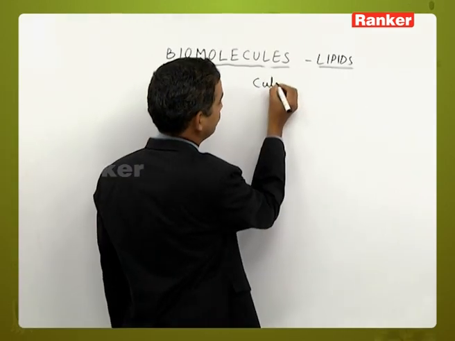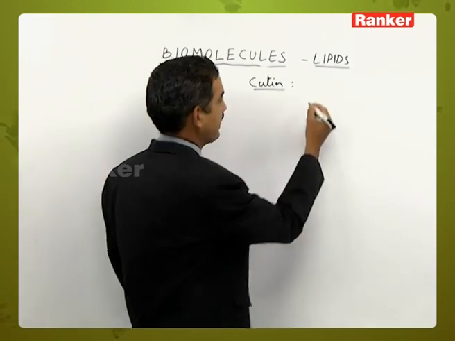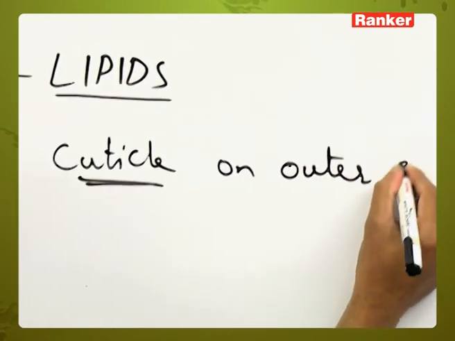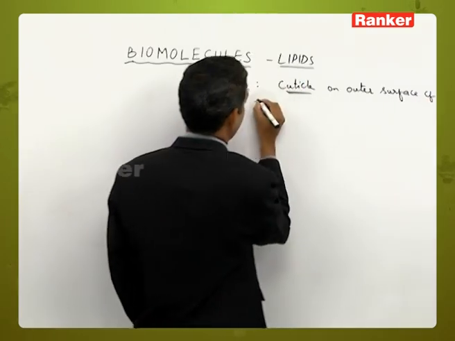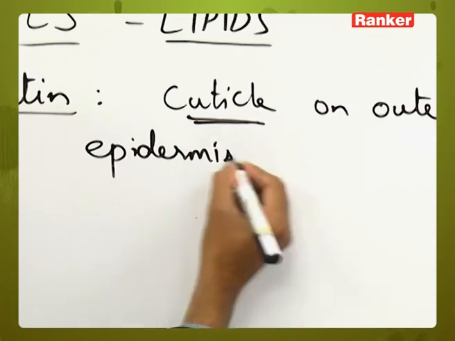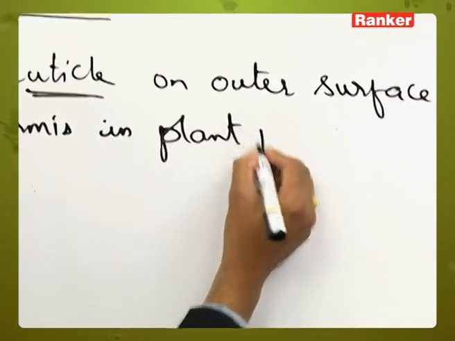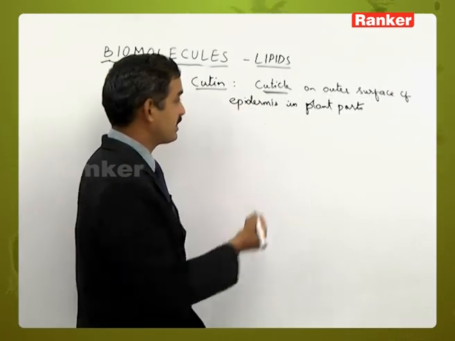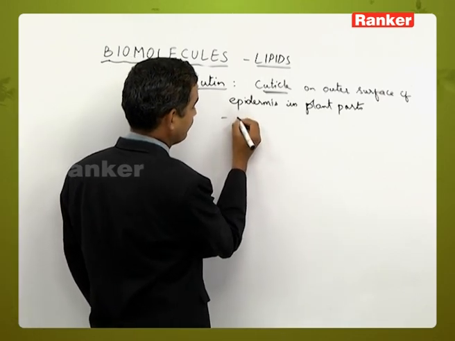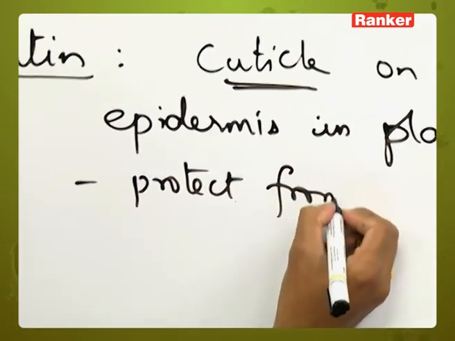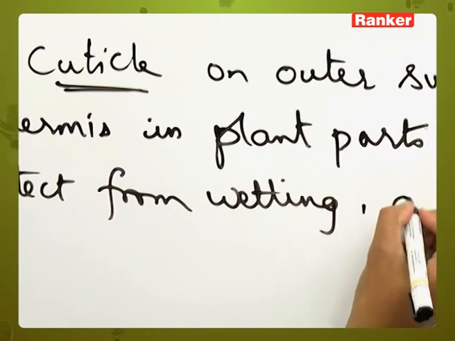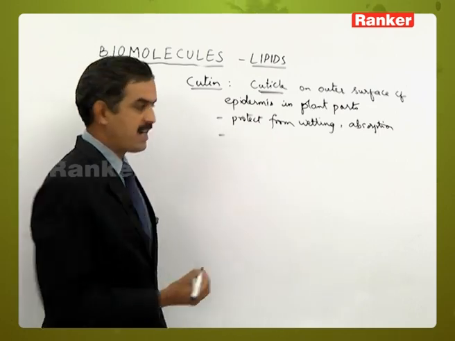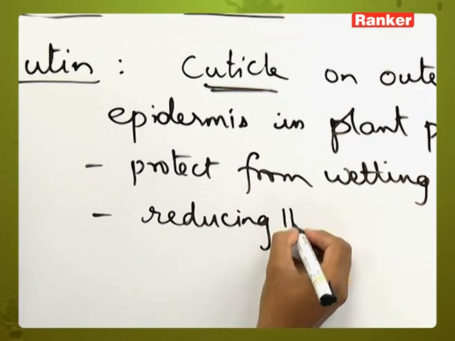Next one is cutin. Cutin is an outer covering, or we can say the cuticle is the outer covering present on the outer surface of the epidermis in the majority of the plants, except roots. Here this cuticle is made up of cutin. This protects from wetting and also from absorption. Actually in xerophytic plants, it helps in reducing the rate of transpiration.